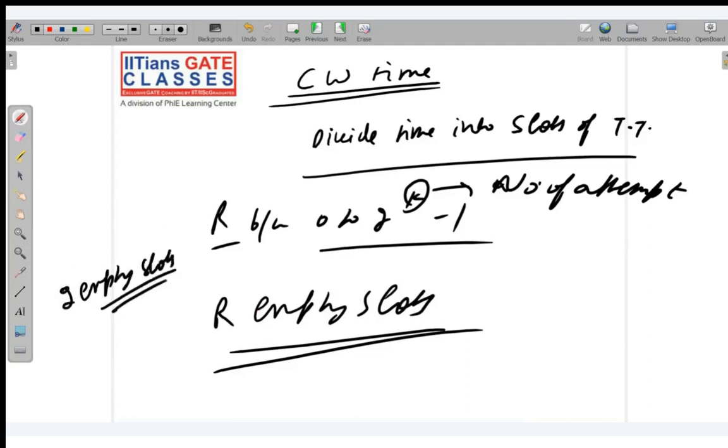Each slot is of one transmission time. After one transmission time, the station will sense the channel. If it finds it busy, it will not count that as empty. Obviously it is not an empty slot, so it will wait for the next slot. Next slot comes, it finds it busy, it will not count it. Next slot, it finds it idle, it will count one slot. So it will wait for two empty slots and then it will send the data. That is the basic meaning of CW time or contention window time.